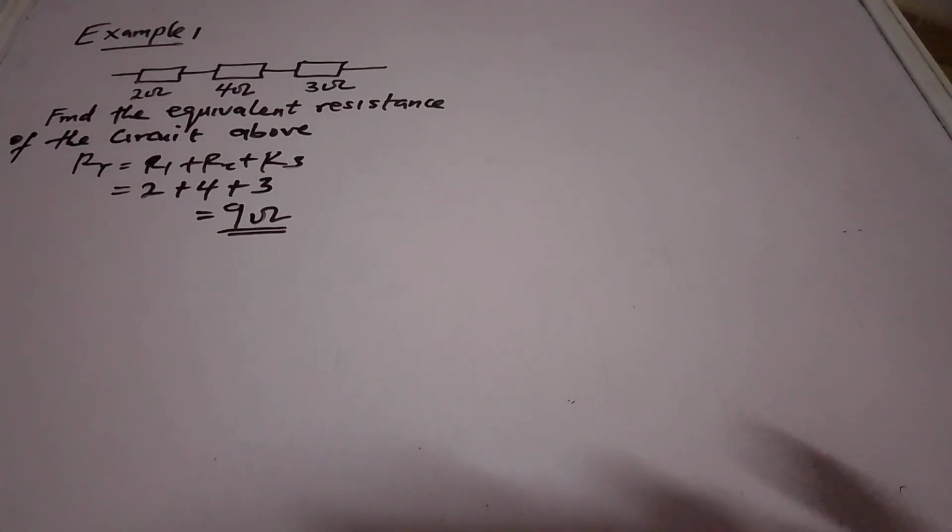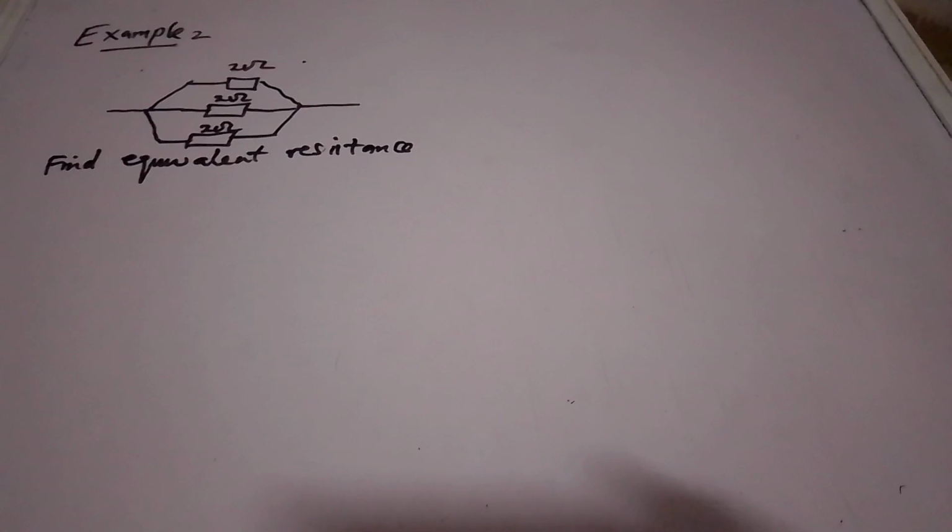So let's look at example 2. In example 2, we are also asked to find equivalent resistance. If you look at this connection, it's a parallel connection. How do I say it's a parallel connection? Let's say current is flowing.